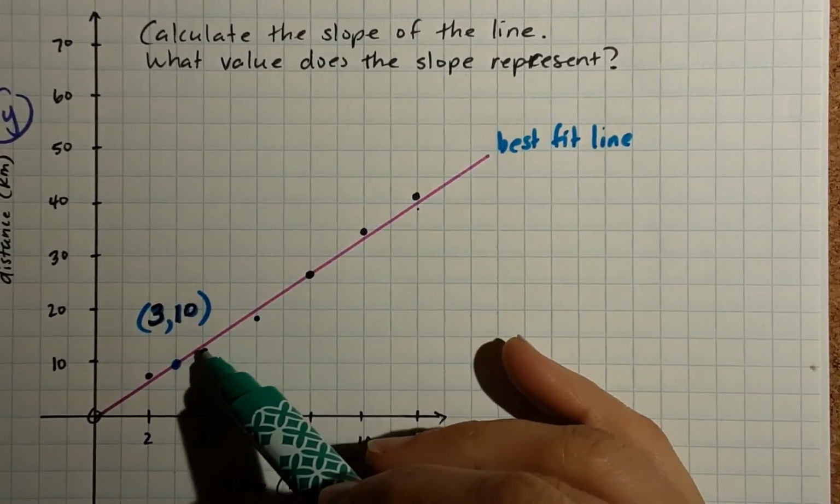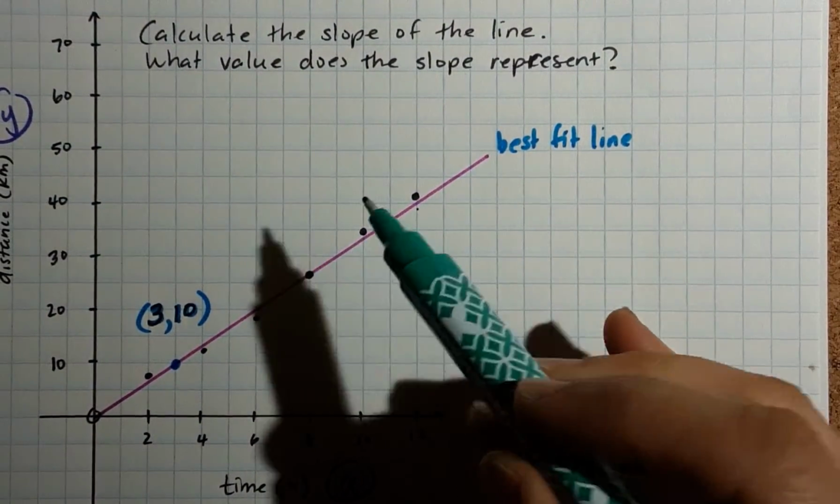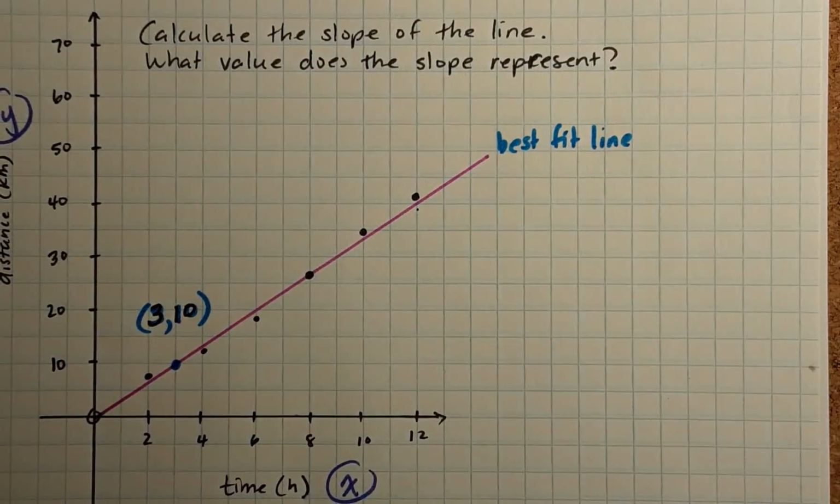I'm going to follow along the line. That could be one. I'm just going to go a little bit further. That's a little bit less crowded. And this is a point right here. I'm going to label that one with a different color.